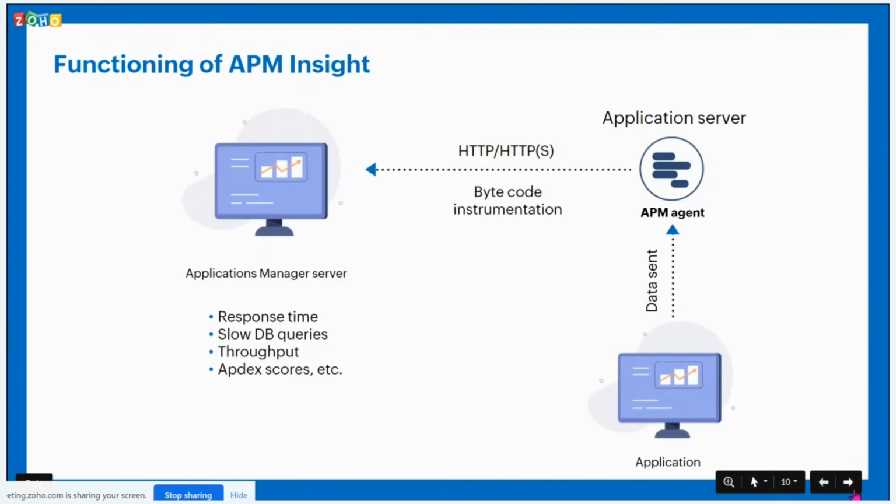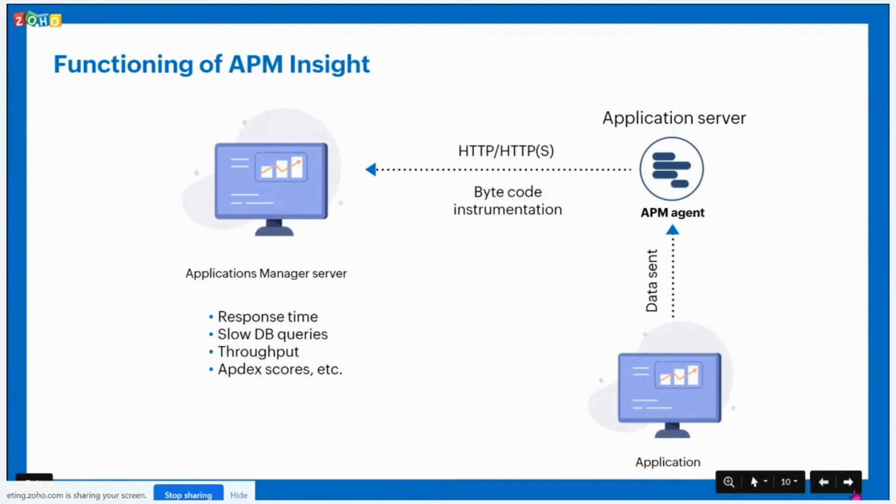Now let's see the functioning of APM Insight. First, you will install the Applications Manager product on a server. Once it is installed, you will be asked to install an agent on your application server. On whichever server your application is running, you will install an agent and do all the configurations. Once you install an agent, you will be asked to give the license key, the host, port, etc. You will also be asked to give an argument in the startup file of your application.